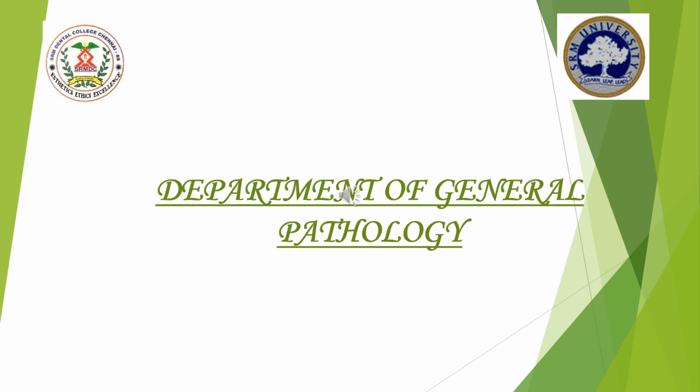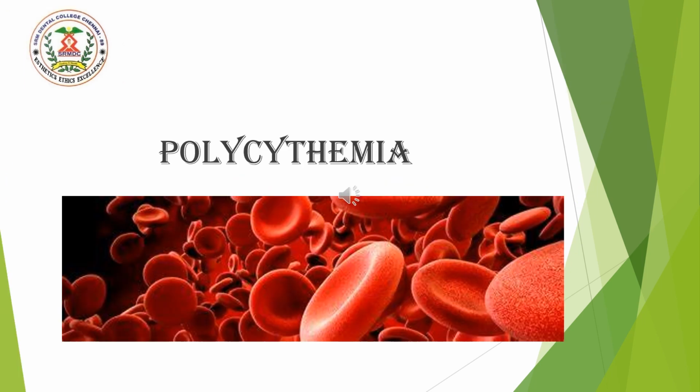So I'm Dr. Vishwaja. Today's topic of discussion will be on polycythemia. Coming to the definition of polycythemia. Polycythemia is defined as a condition which is characterized by marked increase in the total number of RBCs. So the RBC count exceeding 6 million cells per cubic millimeter of blood is considered to be polycythemia.